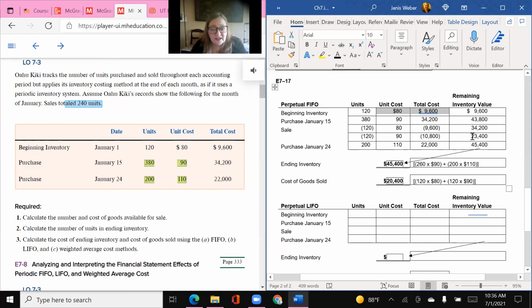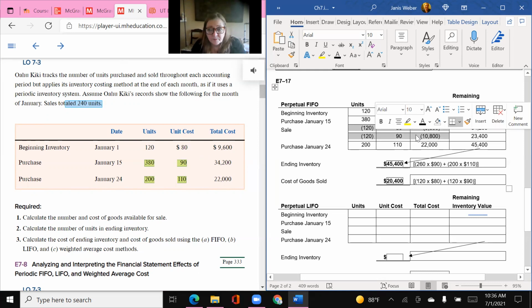And that would leave us with an inventory value of 23,400 at that point, and then we would buy the last units to bring us to an ending inventory of 45,400, which is 260 units at 90 and 200 at 110. So we still had not sold all of these basically at that point, and then we added these. So the cost of goods sold then would be 120 units at 80 and 120 units at 90 based on this table right here.